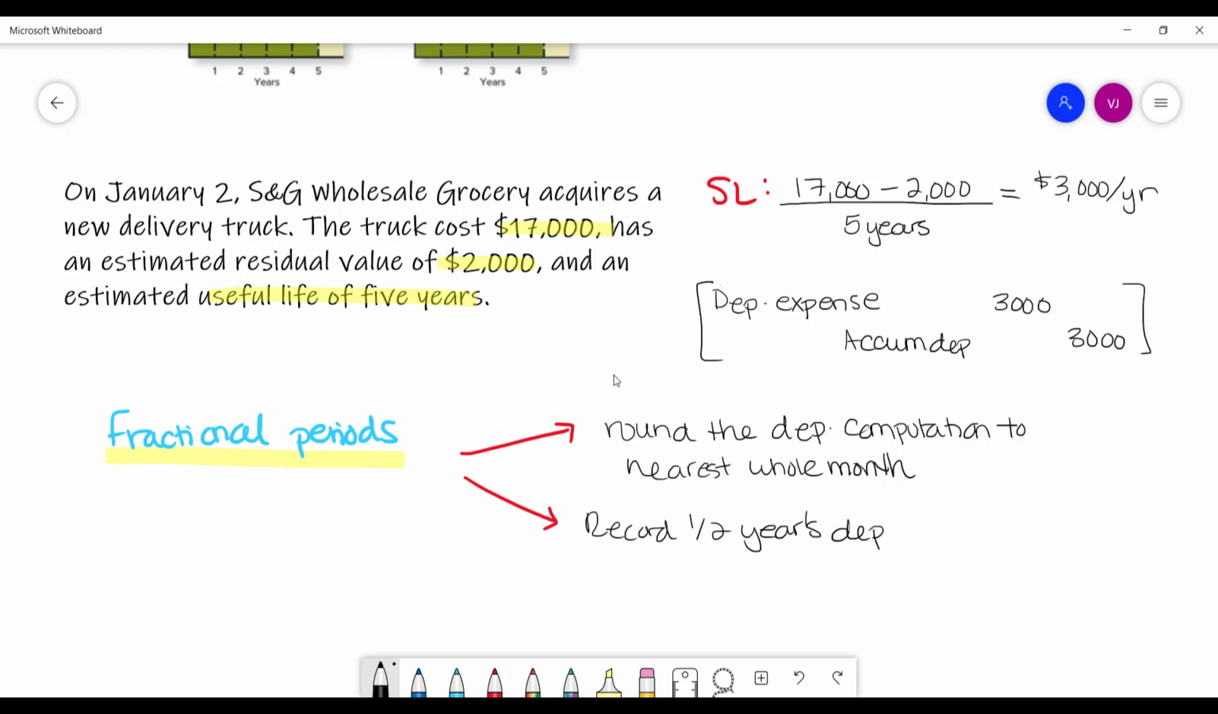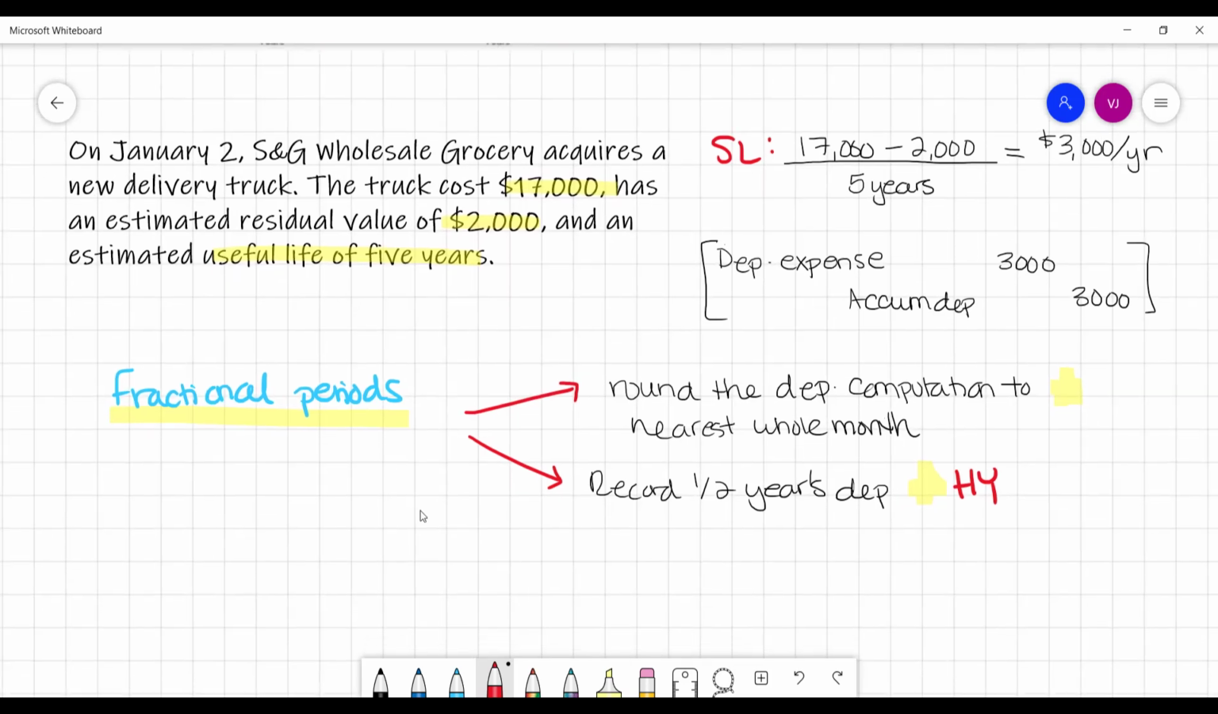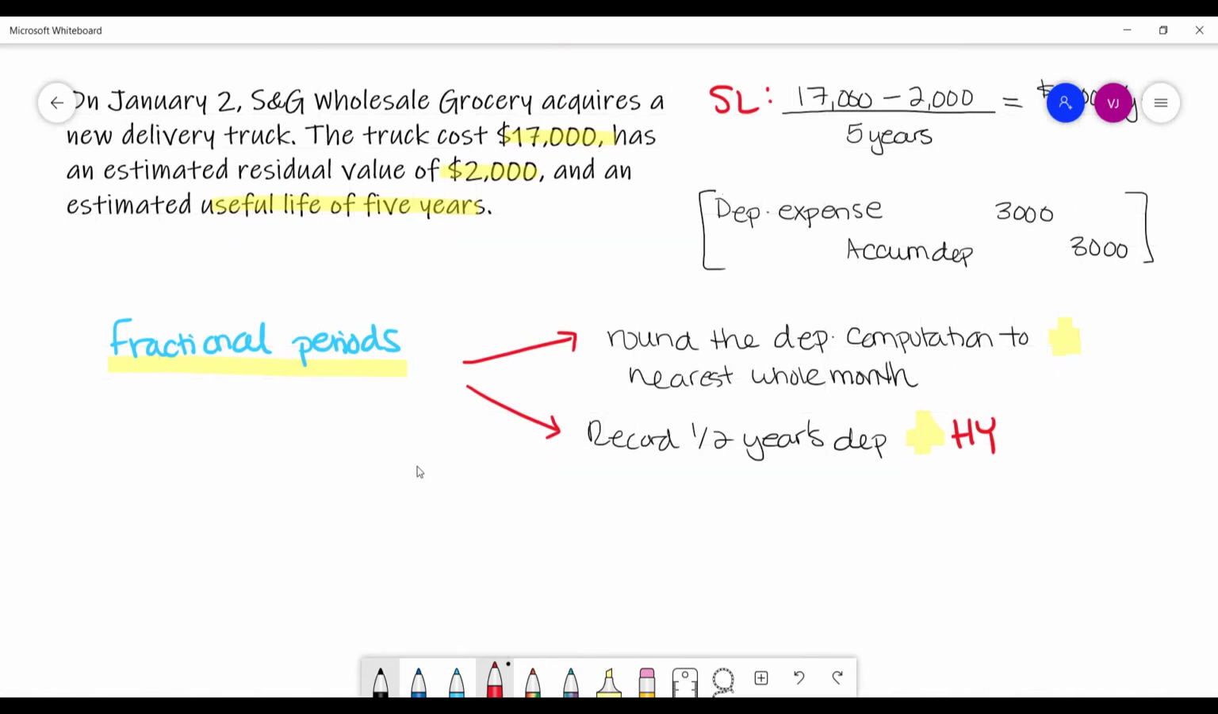So this first one right here is if we were to use just fractional months or fraction of a year versus the half year convention. So this is half-year convention instead. So how could we apply that to this situation here using this first one right here?